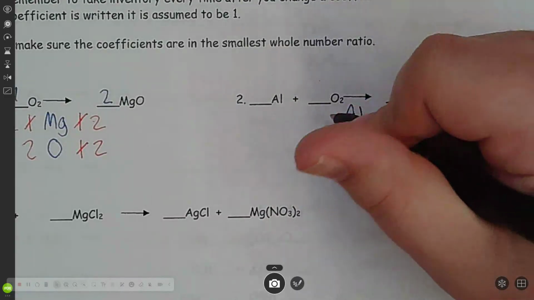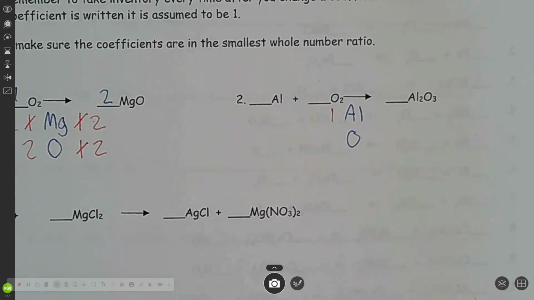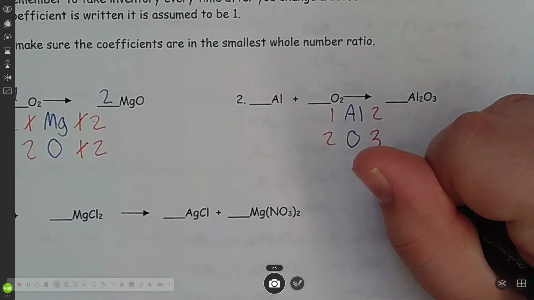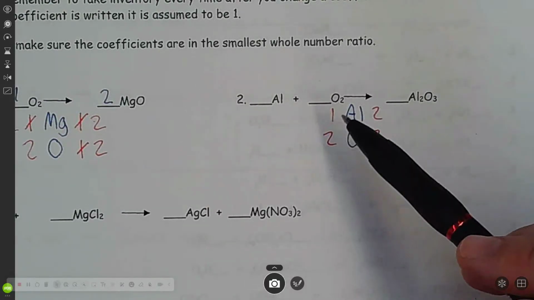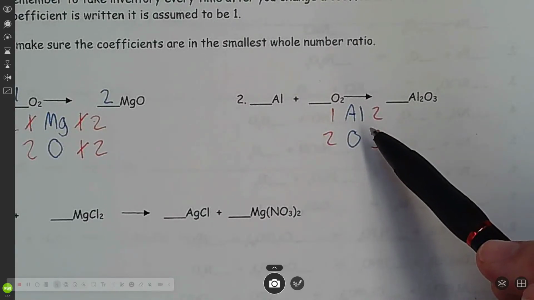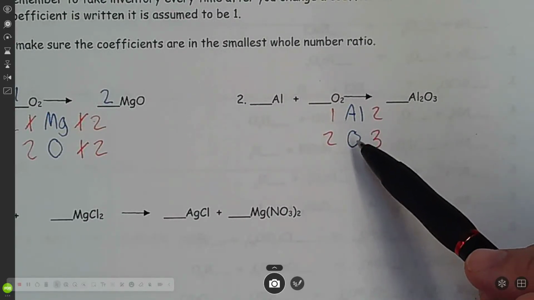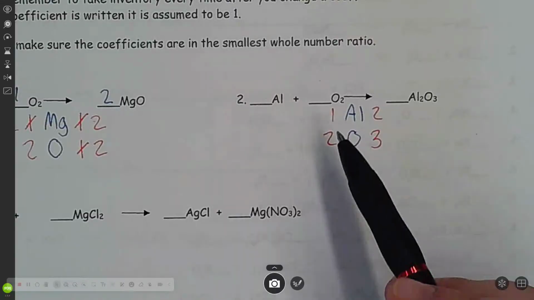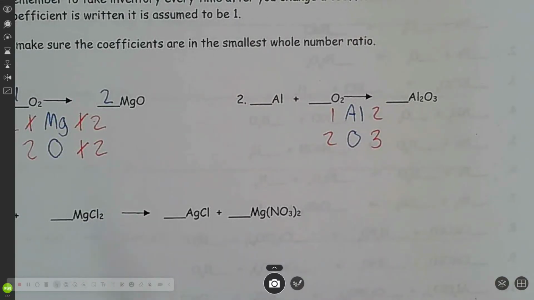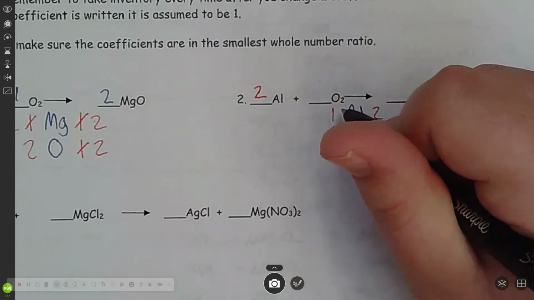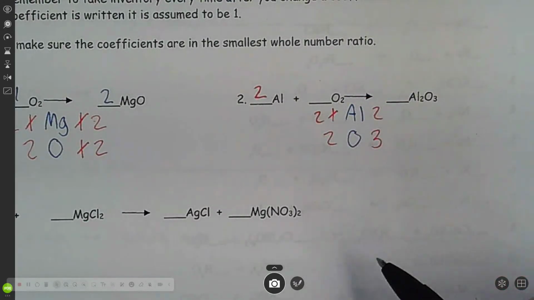Here we've got 1 aluminum on the left side, and we've got 2 aluminums on the right side. We've got 2 oxygens on the left side, and we've got 3 oxygens on the right side. So in this problem, both aluminum and oxygen are out of balance. And you'll remember from the rules, we're going to balance hydrogen and oxygen last. So since we've got an oxygen here, we're going to save that one for after we do aluminum. So aluminum, we need 1 more on the left side. So we need to turn this one into a 2. And by doing that, we balance our aluminum.